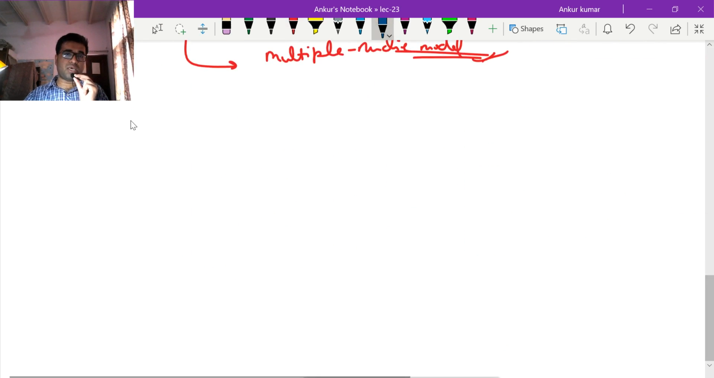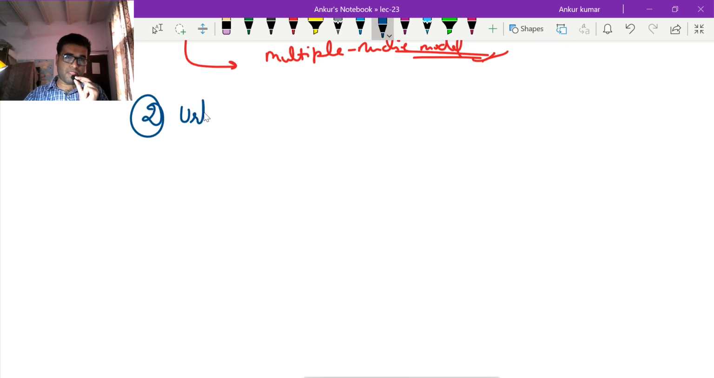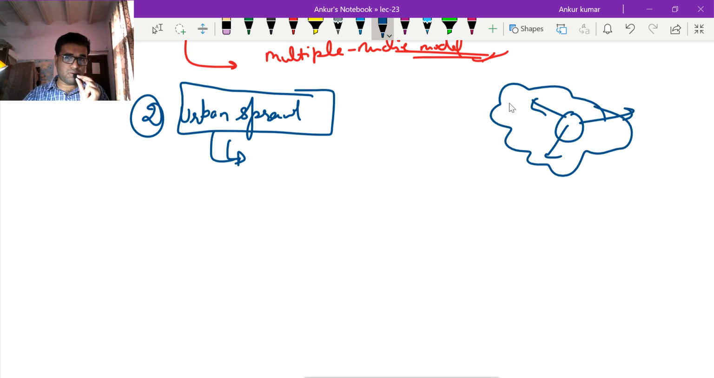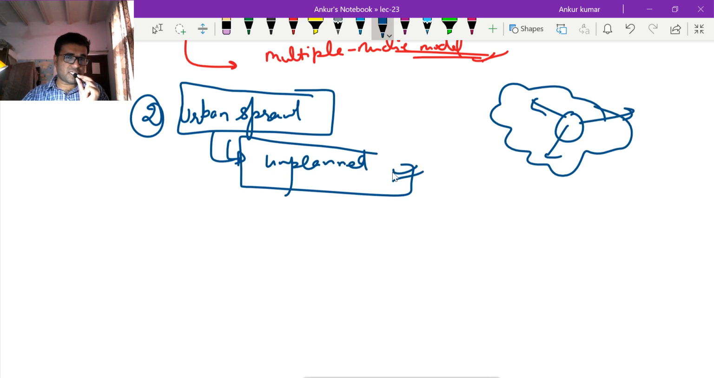Moving on to the next topic, that is urban sprawl. See, as the city expands outwards, it generally expands into the surrounding rural and field areas. But this expansion is completely unplanned, right? And because of this unplanned expansion, the sprawl gets created, which encroaches upon the rural land.